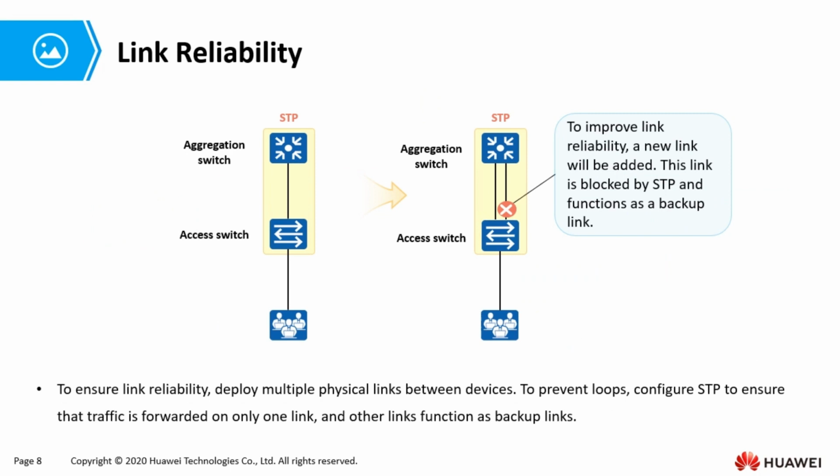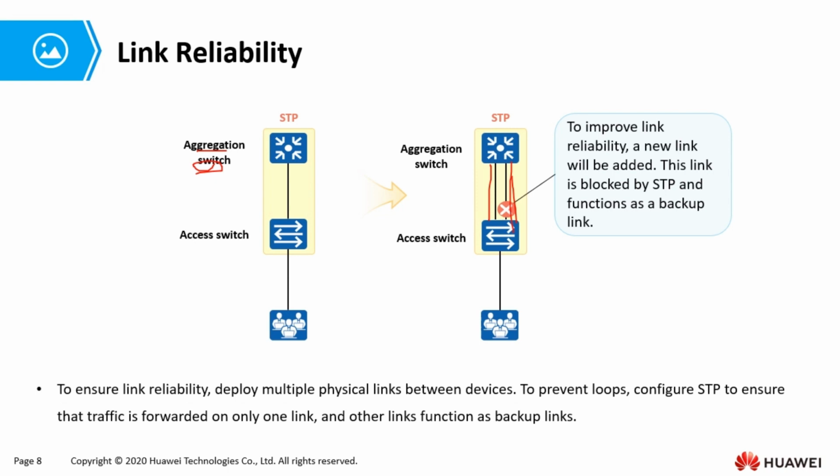Another one, which we are more concerned with today, is link reliability. Just now we mentioned that device reliability concerns your aggregation or core switch, while link reliability means that if this physical link is down, you will have another backup link to ensure link reliability.